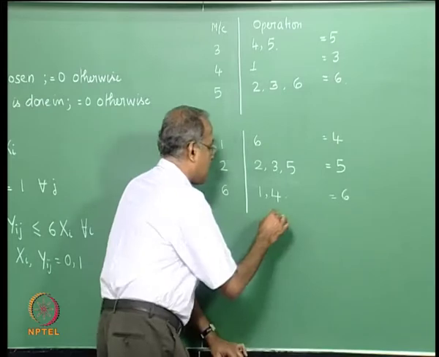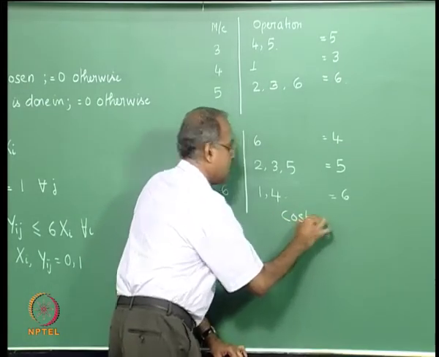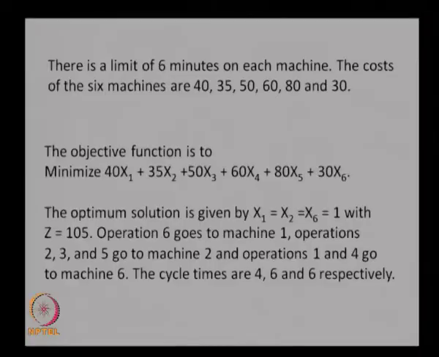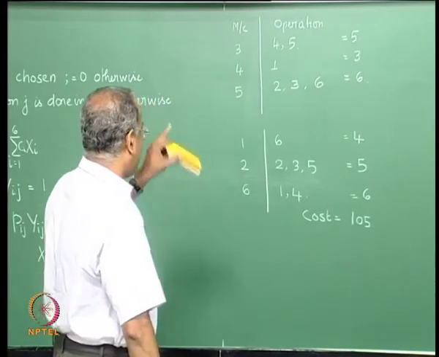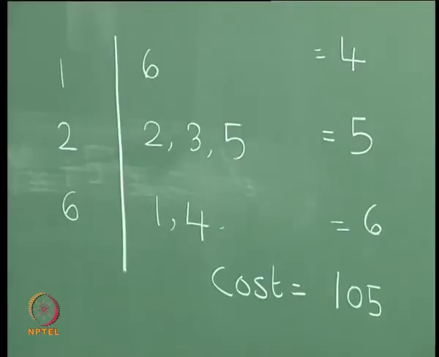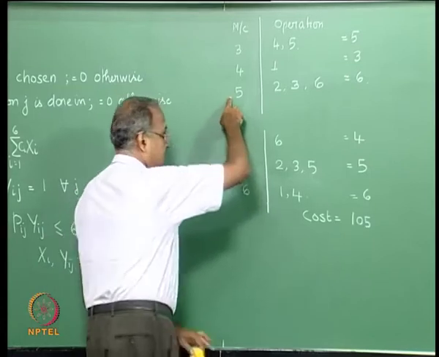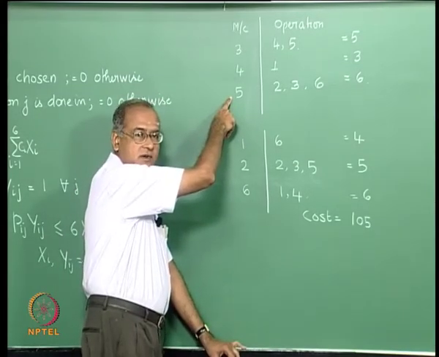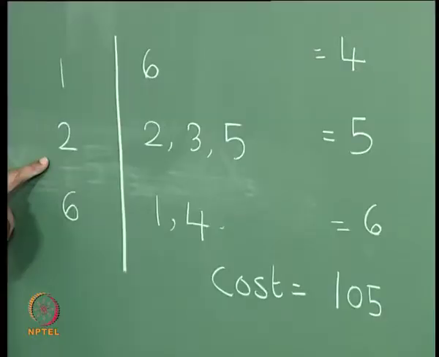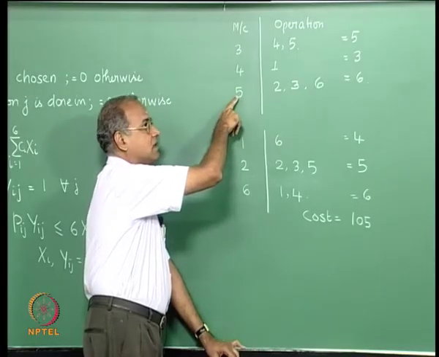In this case, the cost is equal to x1 plus x2 plus x6, that would give us 40 plus 35, 75, plus 30, 105. Now, the previous solution chose again 3 machines, again has a cycle time of 6, but when we computed this solution, we did not minimize the total cost. Here we minimize the total cost subject to this.